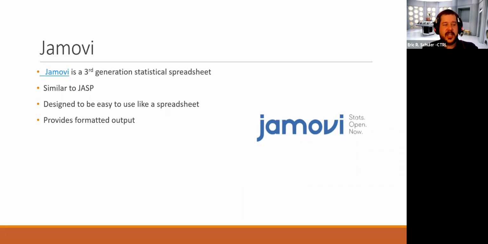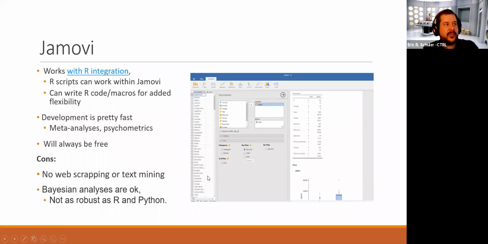I used to be more of a JASP fan, but Jamovi, I've been really sold on it. It's really similar to JASP. It's considered a third generation statistical spreadsheet, and it's designed to work as a spreadsheet and also gives formatted output tables. This is kind of what the interface looks like.